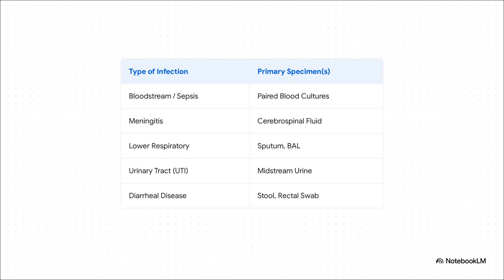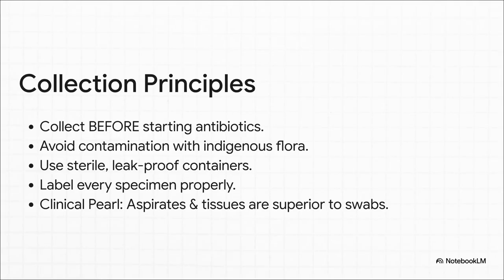A patient with a deep, productive cough, you're looking for sputum or a BAL. And for a simple UTI, a clean catch midstream urine is the standard. Getting this right from the start is absolutely fundamental. And following these rules is just non-negotiable. First, you have to collect specimens before starting antibiotics. Why? Because even one dose can kill off the bacteria we're trying to grow, leading to a false negative.